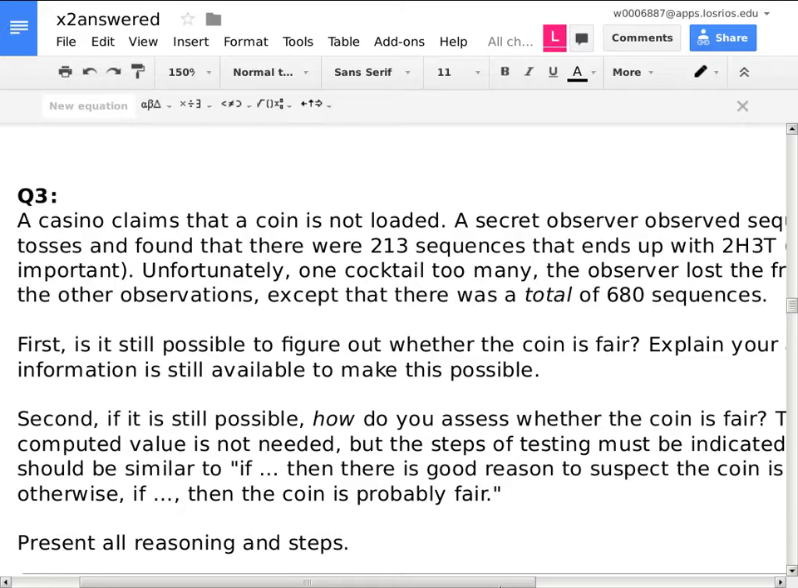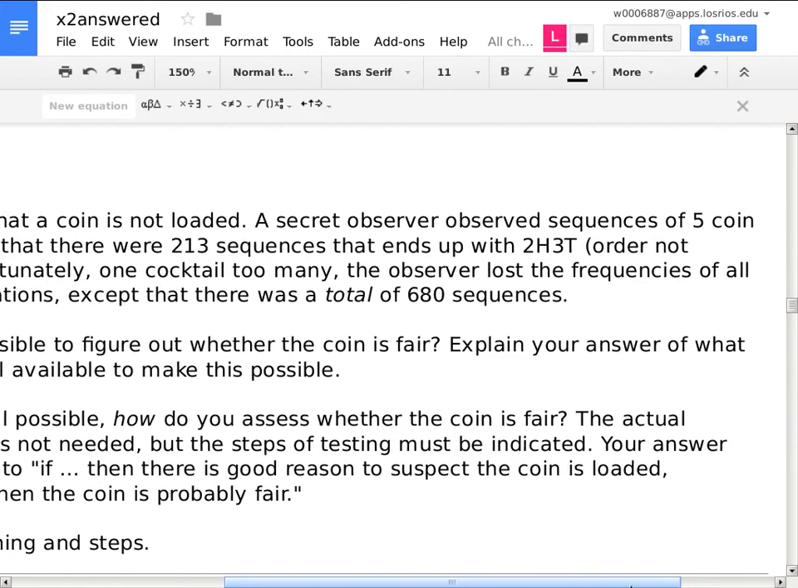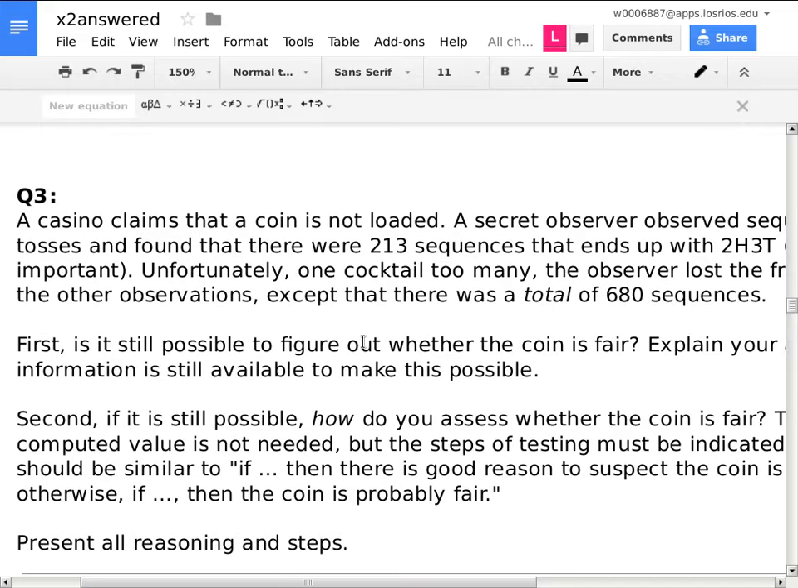Unfortunately, one cocktail too many. The observer lost the frequencies of all of the other observations, except there was a total of 680 sequences. Somebody kept track of the entire night, and they say there were exactly 680 sequences. So the first question is, is it still possible to figure out whether the coin is fair or not? Let's handle the first one first. It says here, explain your answer of what information is still available to make this possible. What do you think?